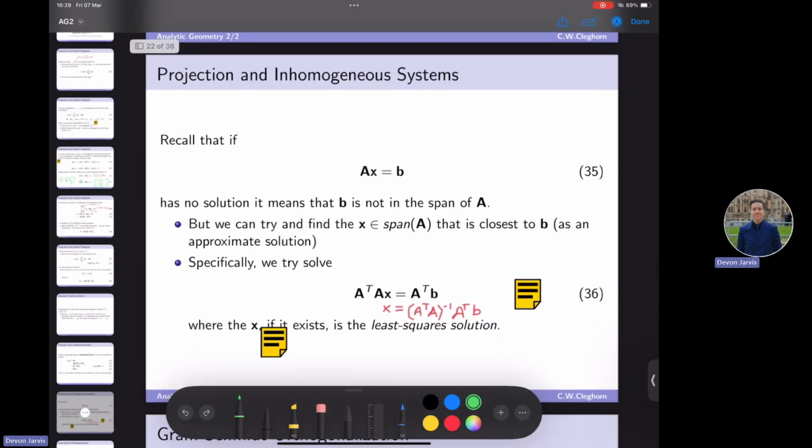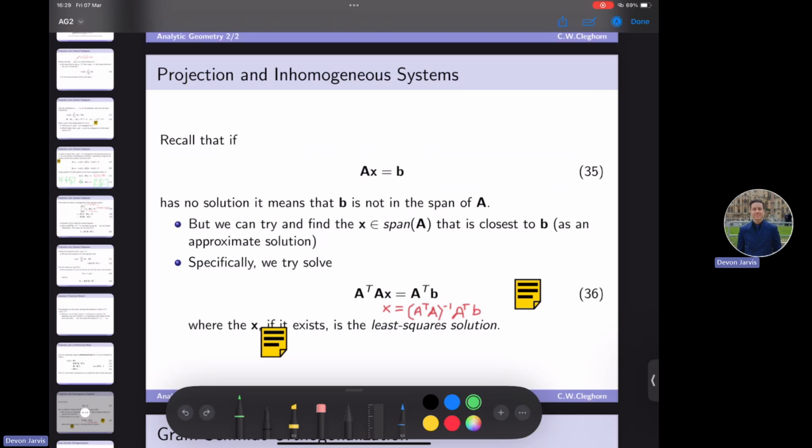Secondly, this has a really nice interpretation in terms of solving inhomogeneous systems of equations. When it's inhomogeneous, we have some b on the right-hand side. If it's homogeneous, then that's 0 on the right-hand side. Recall that if we're solving Ax equals b and it has no solutions, it means that b is not in the span of A. However, we can try and find the x that is closest to b, as in an approximate solution.